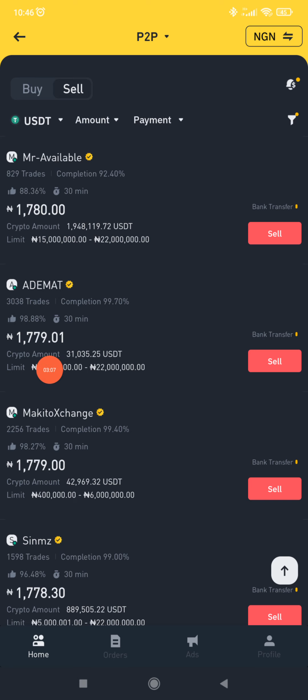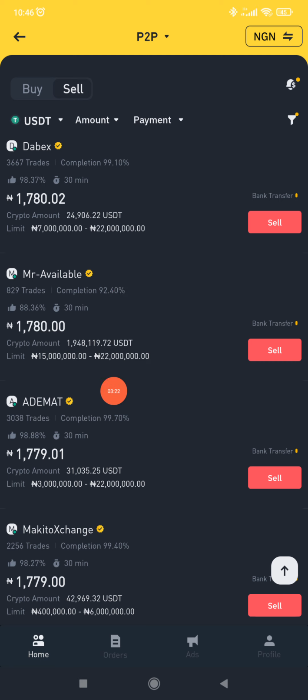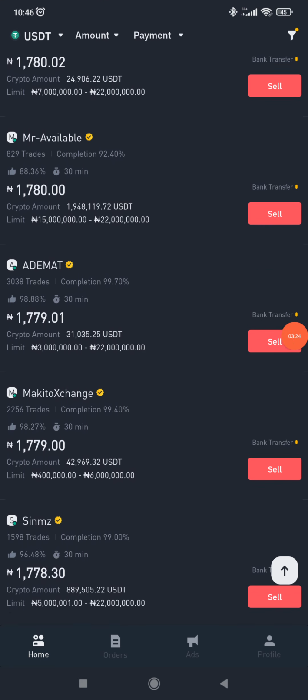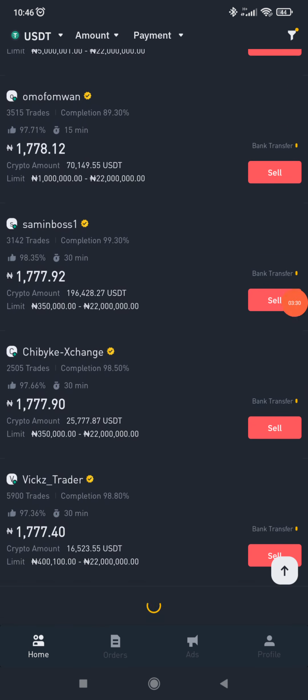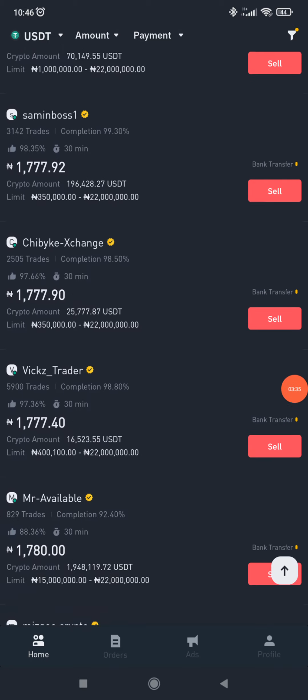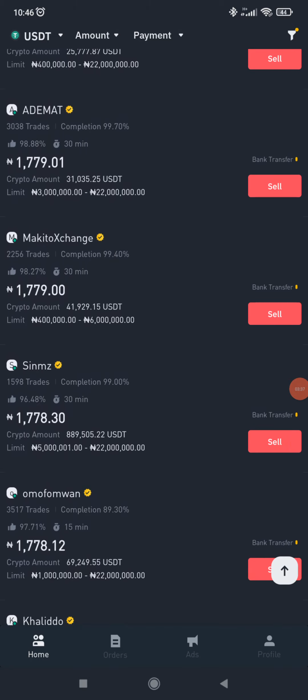The top cap, the first value here is the minimum the person is willing to buy from you. And then the lower end is the maximum. I think currently it's capped at 22 million. Because I can see most of them, the maximum is 22 million. So if you're looking for lower minimum values, you have to scroll down. But as you scroll down, the rate increases, right? You can now see we're at 177 and so on and so forth.